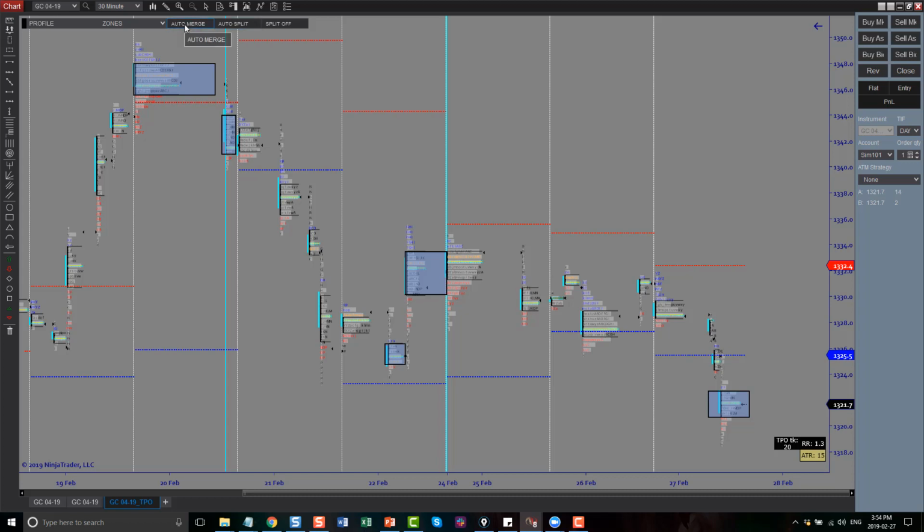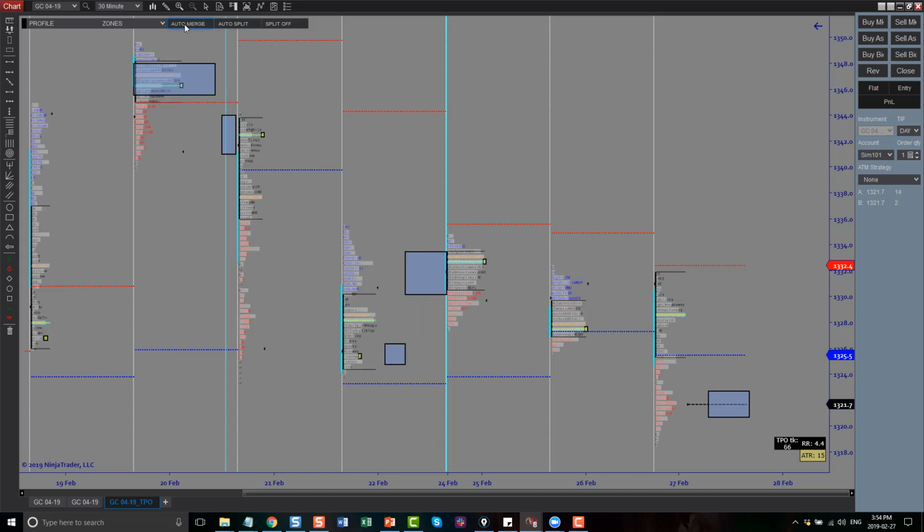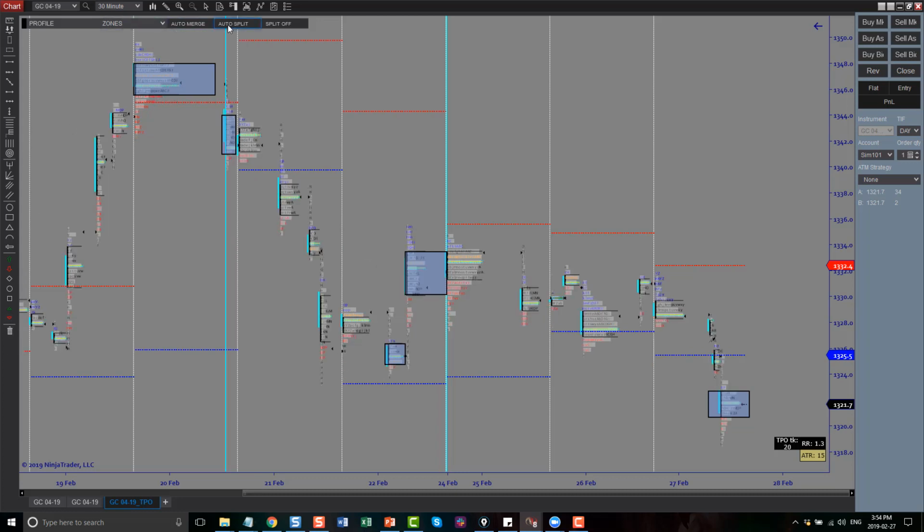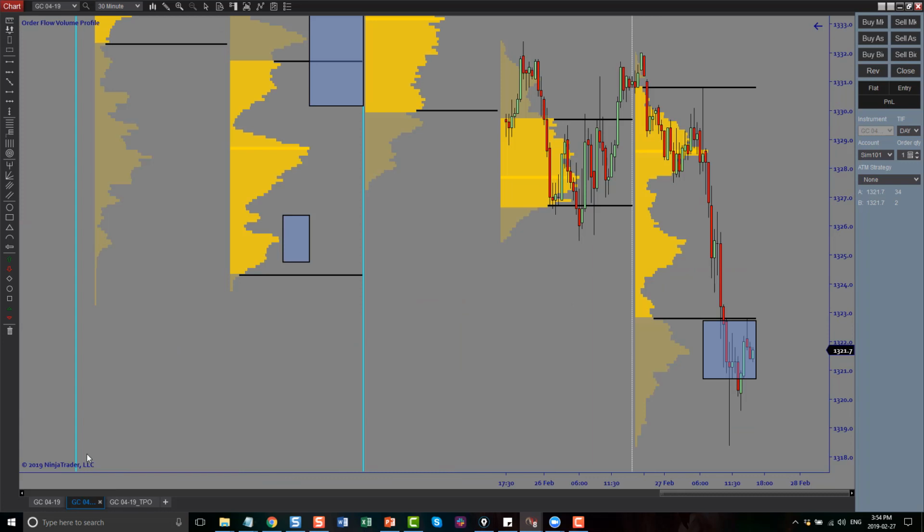So watch what I do. I'll take a merge button, and I merge them back. So that would be considered the daily profiles. And then we have an auto split button that splits the profiles as they unfold during real time. Now, let's go back to the NinjaTrader version of the profiles.